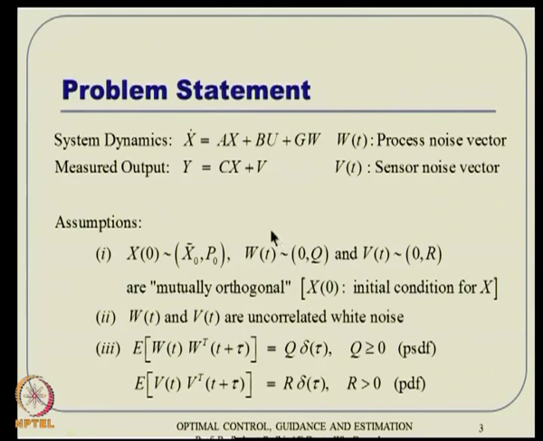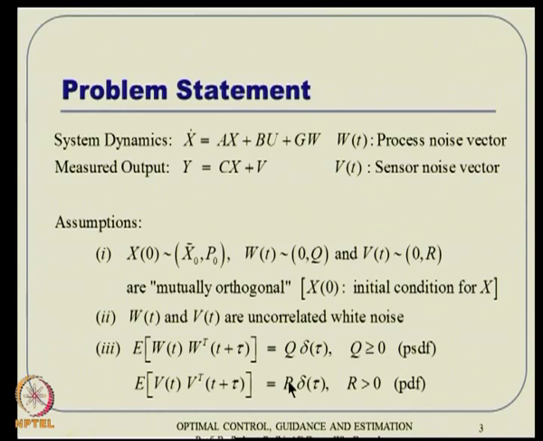What about w and v? w and v are characterized as zero mean. So, both of them have zero mean, and w has Q as the process noise covariance, and for v the covariance is R actually. What do you mean by that? That means the expected value of w w transpose turns out to be Q times the Dirac delta function, and similarly the expected value of v v transpose turns out to be a Dirac delta function multiplied by R actually.